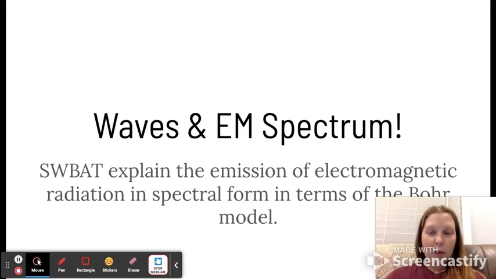Hey everyone, we are looking at waves and the electromagnetic spectrum today. By the end of this lesson, you should be able to explain the emission of electromagnetic radiation in spectral form in terms of the Bohr model. We're going to actually cover this standard in a couple lessons in this unit.